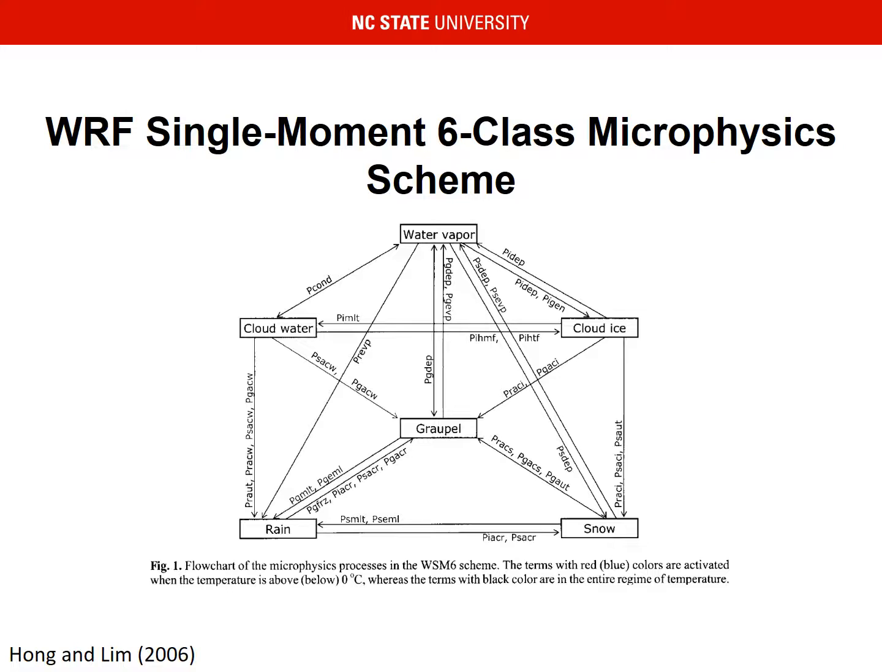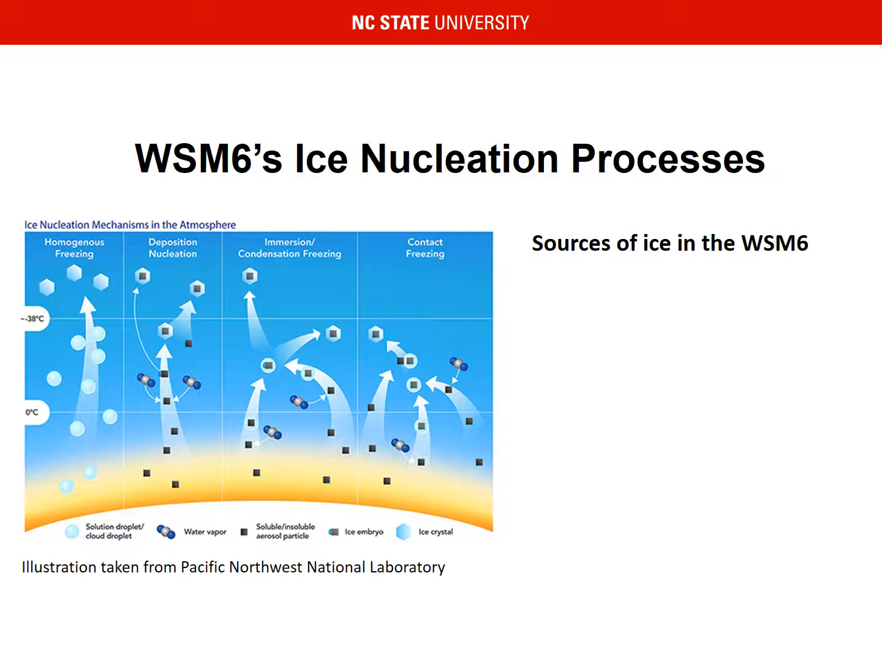The 3 that I'm mostly interested in are the 3 here circled in red that involve the cloud ice class. Before I get into those 3 processes, first I'll give you a brief reminder on the various pathways in which we can get ice crystals to form in the atmosphere, using this illustration off to the left by P and L. So the first process on the left column here is homogeneous freezing.